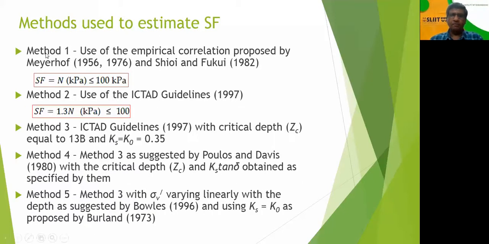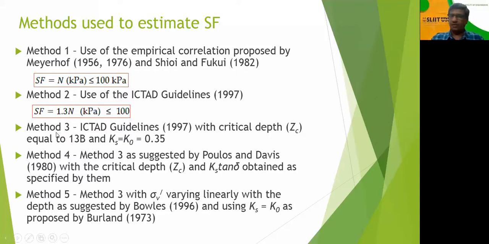Now in the estimation of the skin friction, method 1 uses the empirical correlation proposed by Meyerhof, for a bored pile. He proposed that skin friction is equal to N, and further he said it should be less than 100 kilopascal. Method 2 is the ICTAD guidelines of 1997, or maybe the CEDA guidelines afterwards, where it is 1.3 times N in kilopascal, and it should be less than 100 kilopascal.